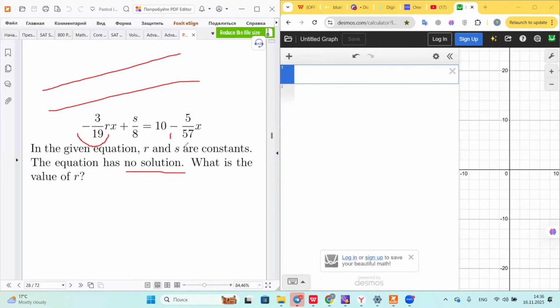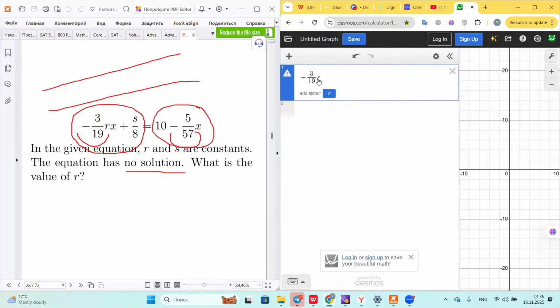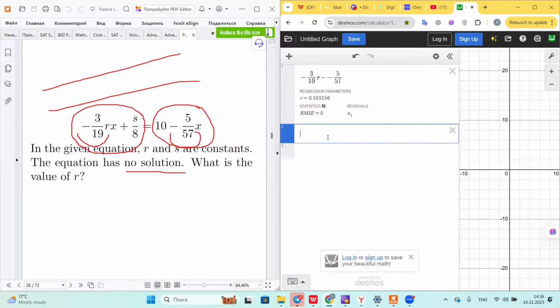The slope of this expression is equal to this one. While solving this kind of problem, just mention this left-hand side, the distinct function, and this one, another distinct function. Now you can just equalize the slopes. It will be minus 3 divided by 19r equals minus 5 divided by 57, because the slope is the coefficient before x. From here, r can be found, and r is the value 5/9.